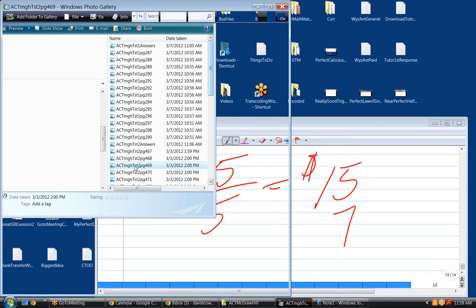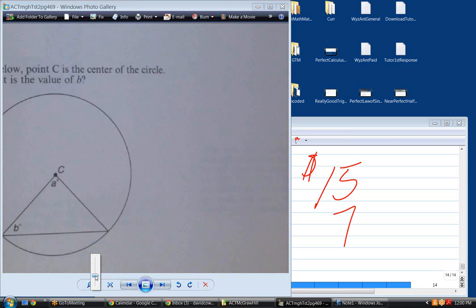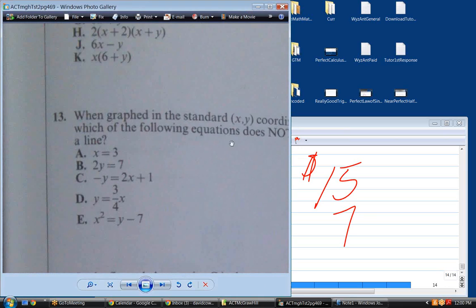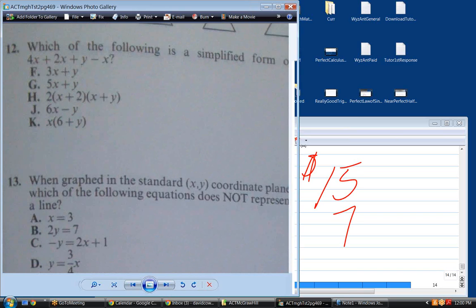Let's at least get to another page. Oh, a page we can actually see. Must have had the sun shining when I took this one.